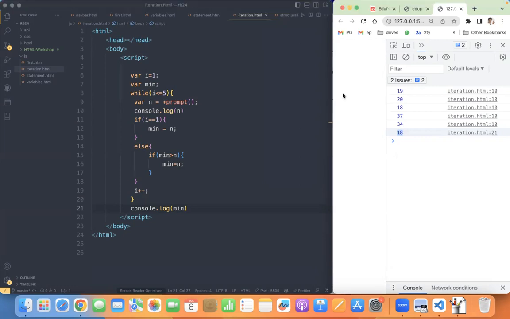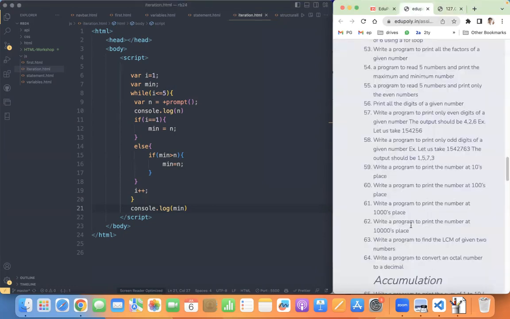So this is about reading 5 numbers and printing only the maximum and minimum. Sir, this is not possible right now. Actually you can print, but it will be printed immediately. Okay, you can still do this. Can anybody tell me? Yes, you can do this, sorry guys.